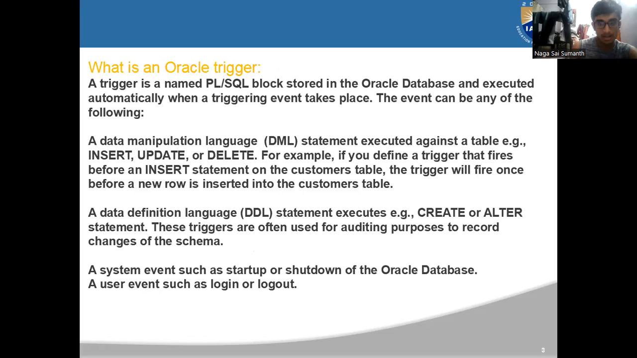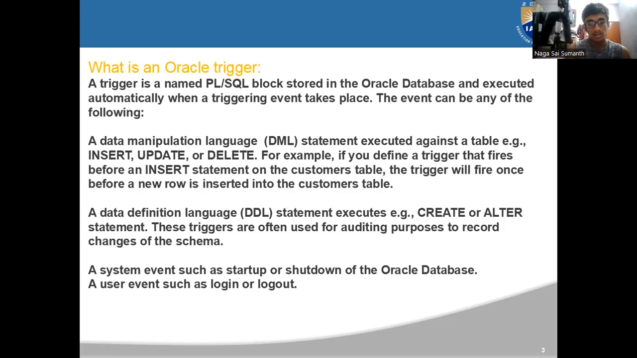So what is an Oracle trigger? The trigger is a named PL/SQL block stored in the Oracle database. It is executed automatically when a triggering event takes place. So the event can be any of the following. The data manipulation language statement executed against the table: insert, update, or delete. For example, if you define a trigger that fires before an insert statement on the customers table, the trigger will fire once before a new row is inserted into the customers table.